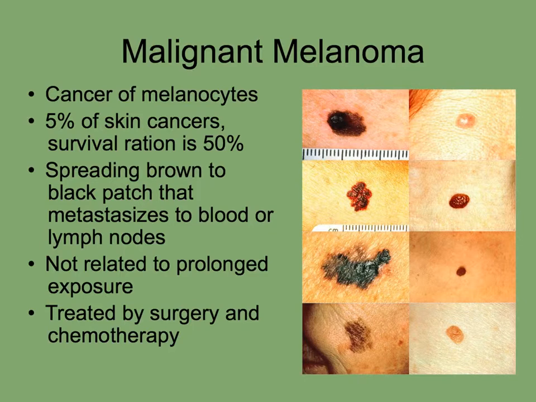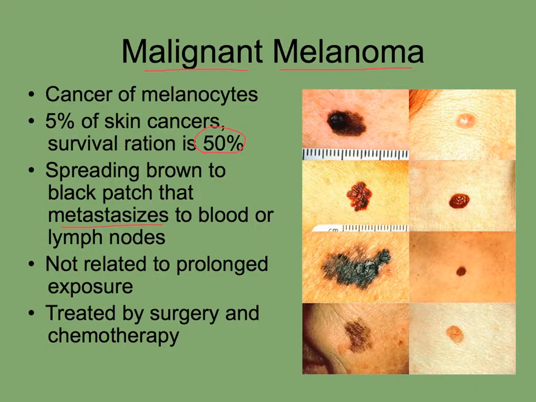Then we get to melanoma, which is the nasty one when it comes to skin cancer. Cancer of the melanocytes. About 5% of all skin cancers are melanomas, but the survival rate is only 50%. It's typically seen as a spreading patch of brown or black, a mole that has kind of gotten out of control, and it will metastasize to the blood or to the lymph nodes. It tends to end up in the lungs and the liver and starts other tumors there.